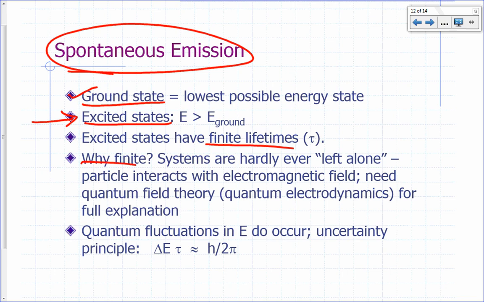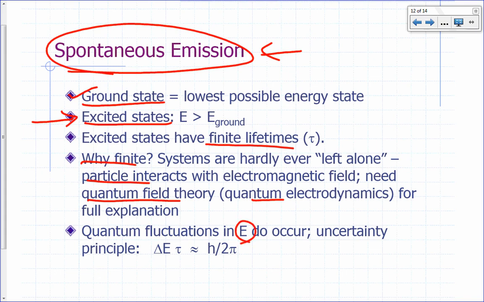So why do these excited states have finite lifetimes? The reason is systems are hardly ever left alone. Charged particles interact with the electromagnetic field, and so to really explain spontaneous emission, you need to use what's called quantum field theory, which is a little bit beyond this course, a field known as quantum electrodynamics, in order to explain why spontaneous emission does occur. So the important thing to realize is quantum fluctuations in energy do occur.